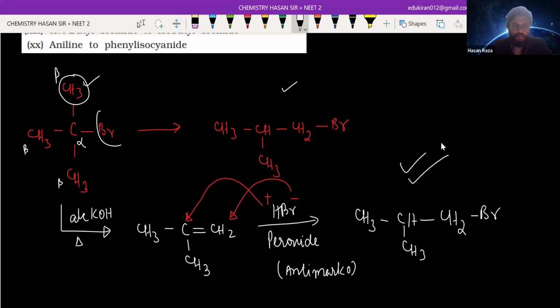Sometimes the question is made tough because we don't keep the common names in mind. Some common names are very important, like isopropyl, tertiary, secondary. These are very important. You should go through this. In 11th, you have studied this, so these names are very common. You should take care of this.